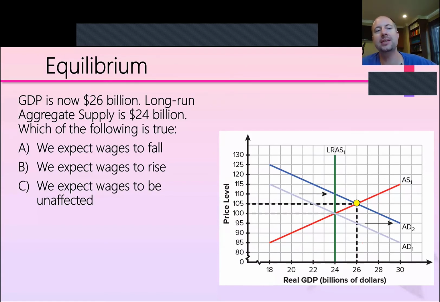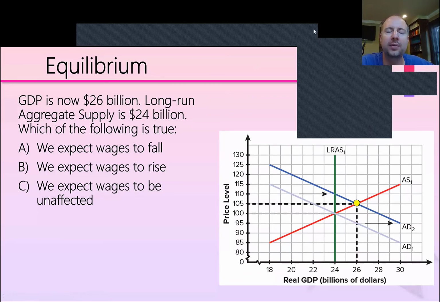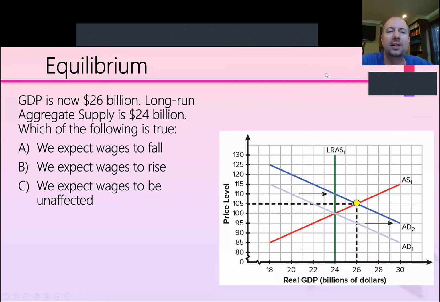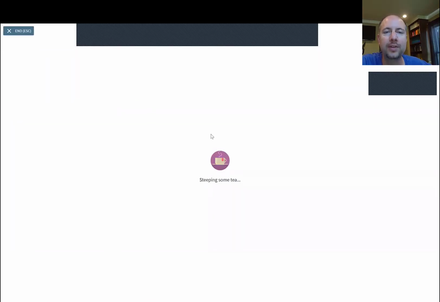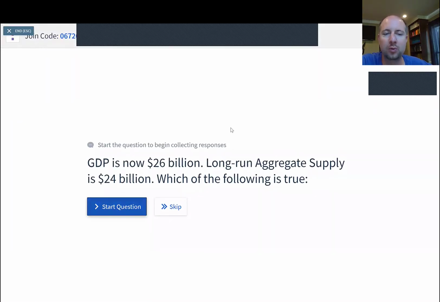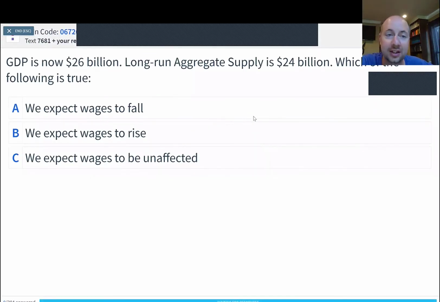All right, GDP is now 26 billion. Long run aggregate supply is 24 billion. Which of the following is true? And so what you want to think about here is that long run aggregate supply is what our economy is able to do in the long run. So that is with full employment, right? We don't have any excess unemployment. We don't have unemployment that's too low. 24 is the realistic long run thing that we can do.